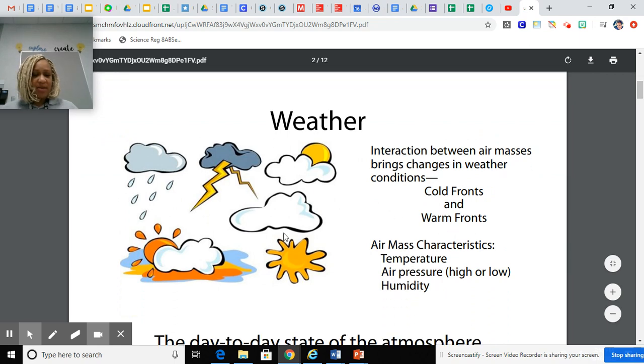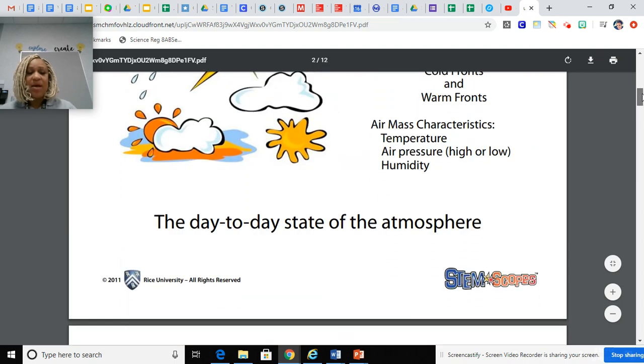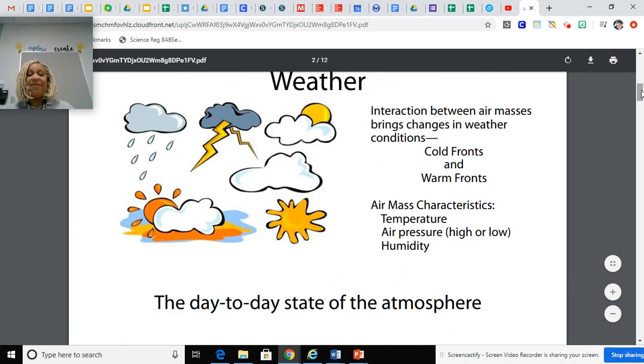So to begin, okay, so weather. Interaction between air masses brings changes in weather conditions. You have what are called cold fronts, and you have what are called warm fronts. Air mass characteristics, you have temperature, air pressure, which can be high or low, as well as humidity. Okay. This is the day-to-day state of the atmosphere.